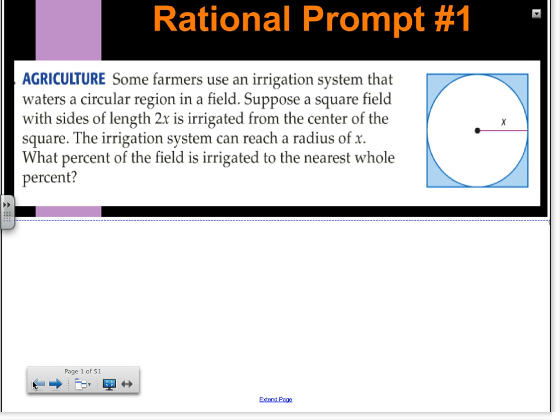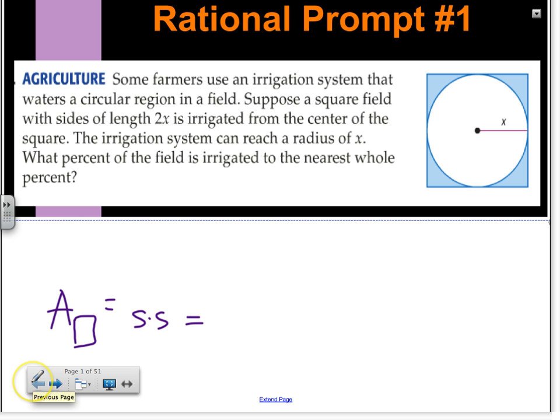So let's find the area of the square first. Do we know anything about the square? Yeah, side times side. Okay, first of all, let's write this down. We know that the area of a square is side times side, right? Do we know anything about the side of the square?